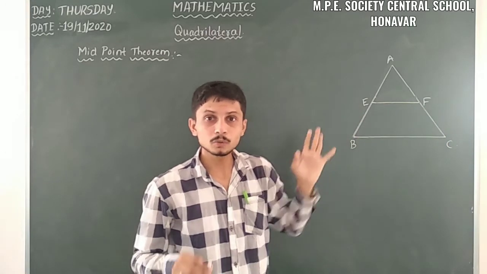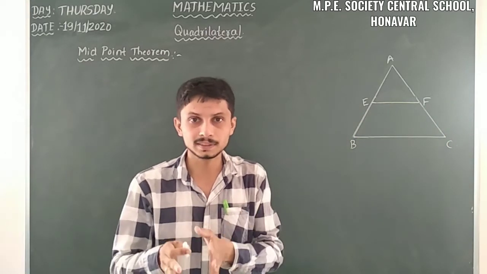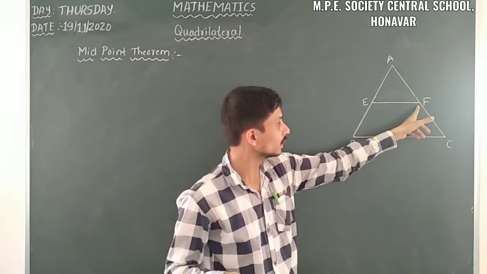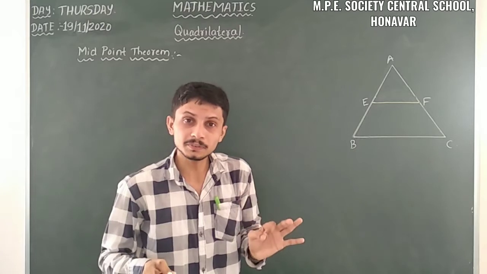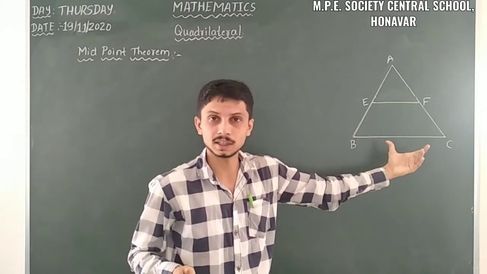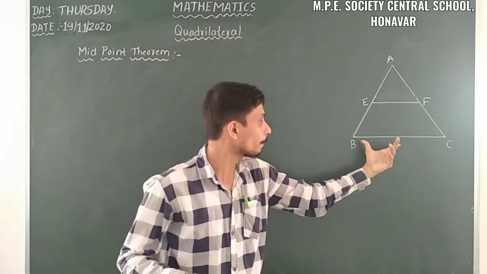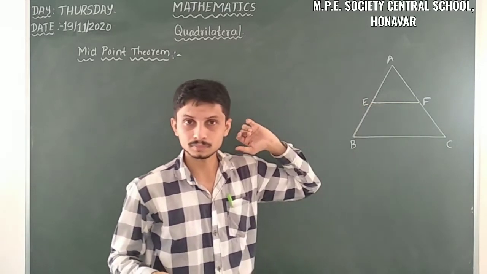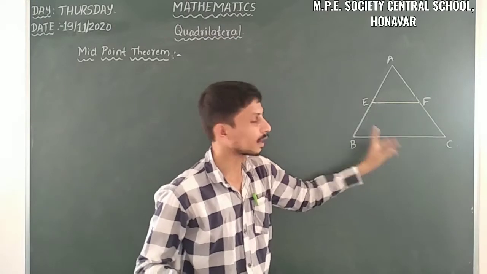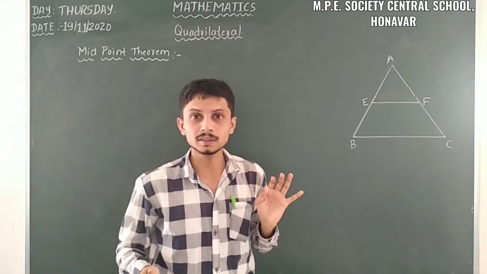So when we measure this EF and BC, if EF is half of this BC, that means when we take half of the length of BC, if it is equal to EF, then EF is parallel to BC. So this is the midpoint theorem.